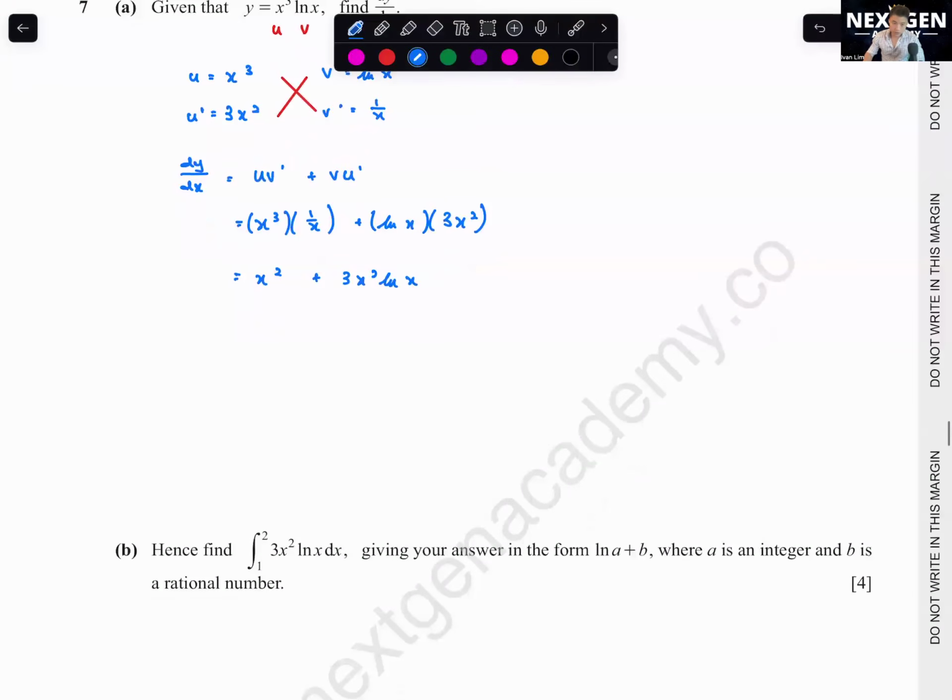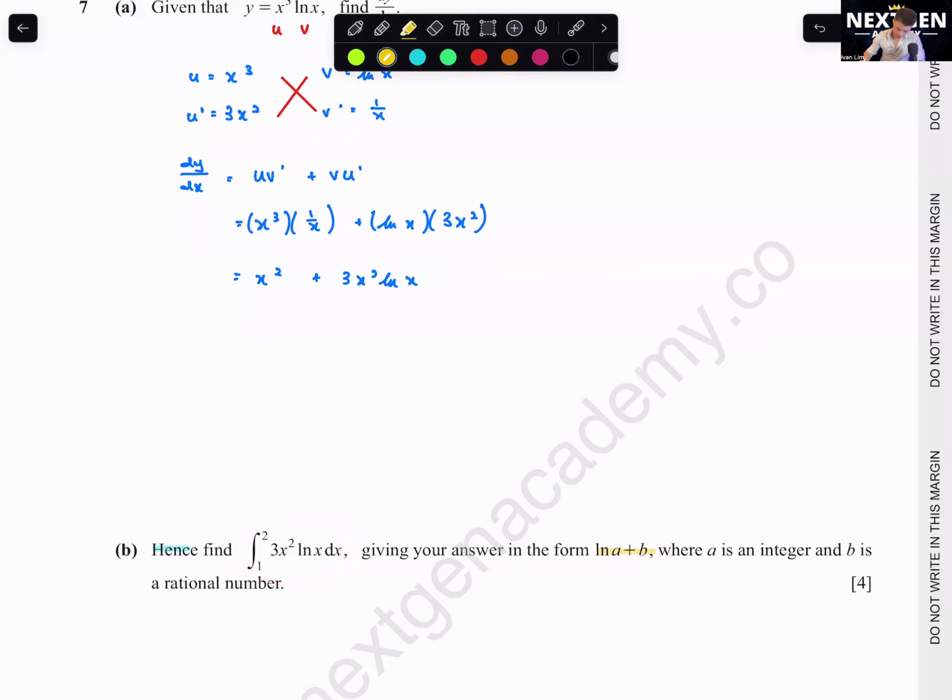Okay, question B. The word hence here means you will use the previous question. Find this integration giving your answer in the form ln a plus b, where a is an integer and b is a rational number. Okay, integer means whole number, positive or negative. b is a rational number. Rational can be whole number, can be fraction. Okay, the main thing is fraction.